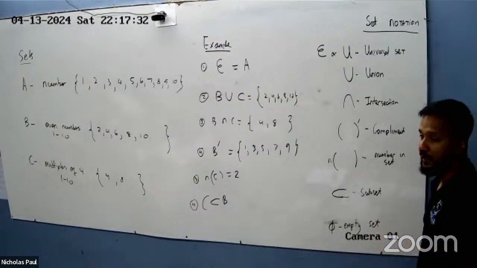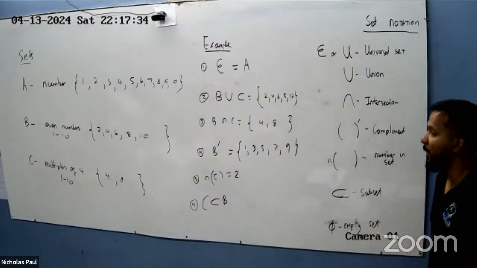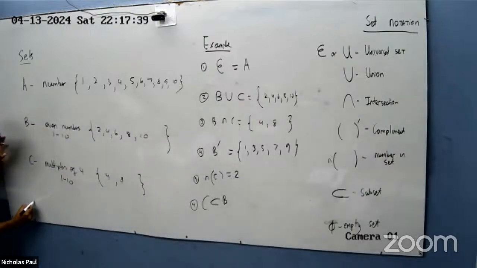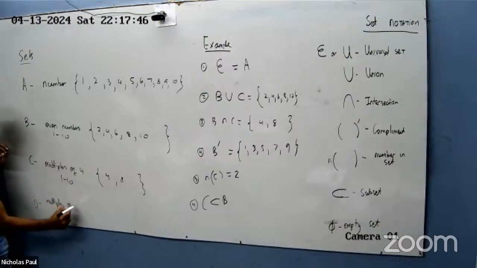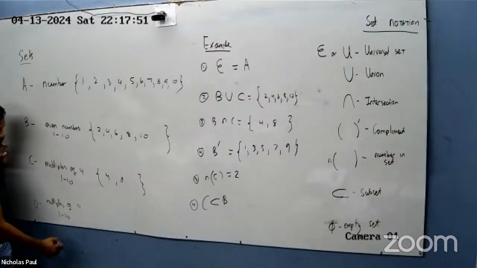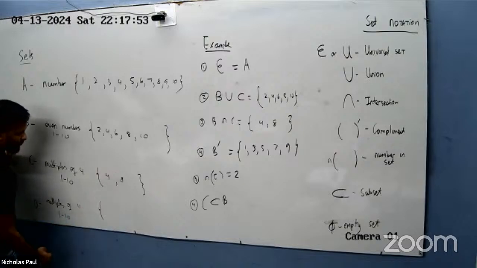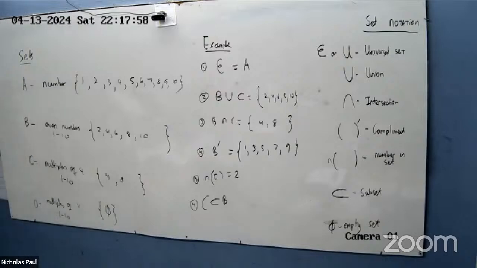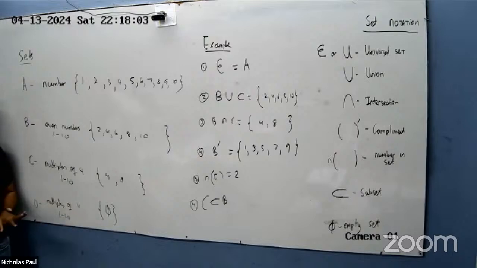Right? And empty set. Empty set means a set with no elements, right? Let's make up one here. Let's say multiples of 11 with the values 1 to 10. The number of multiples of 11 from 1 to 10 is an empty set. And that's the symbol for empty set.